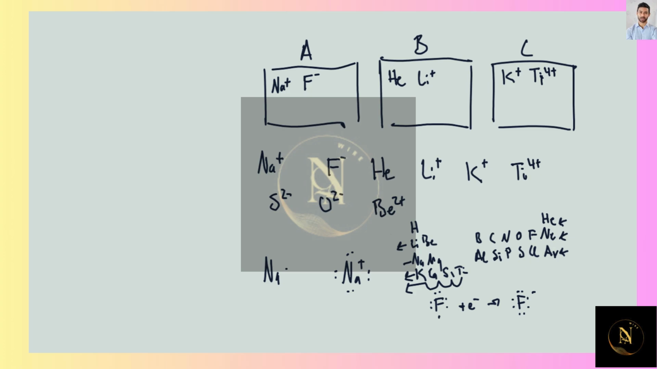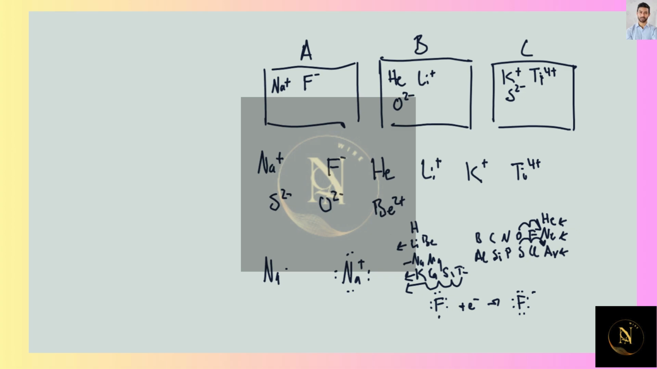Okay, what about sulfur 2 minus? We start at sulfur and we move ahead to argon. And so argon is what potassium and titanium 4 plus were like. And oxygen, we start at oxygen, we're adding 2 electrons, so we move forward 2, and we end up next to neon. Okay, so let's put oxygen with our other neon atoms.